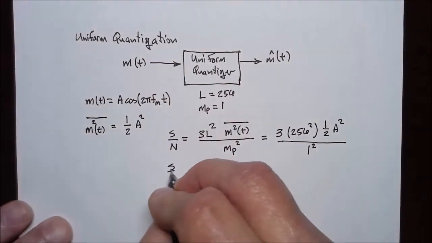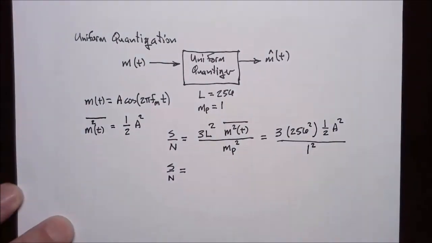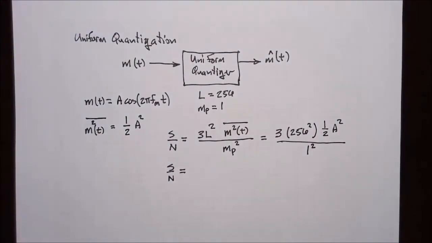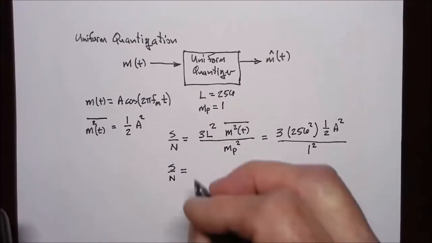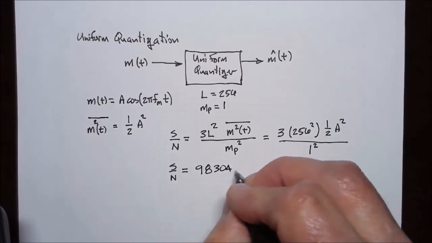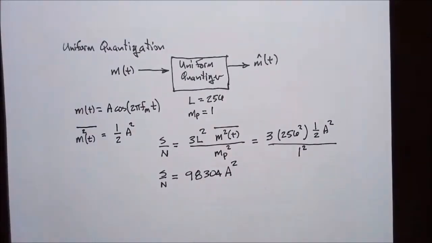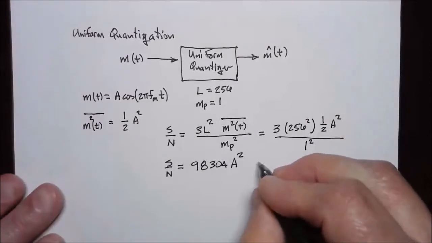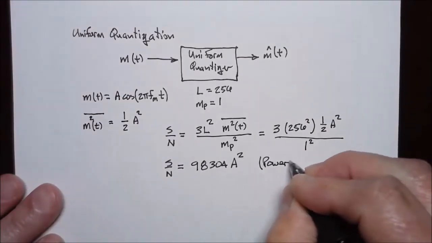So the signal to noise ratio is going to be, see, this will be a constant, 3 times 256 squared divided by 2 divided by 1 squared. This, by my calculator, turns out to be 98,304 times the amplitude squared. Okay, this is the power ratio.